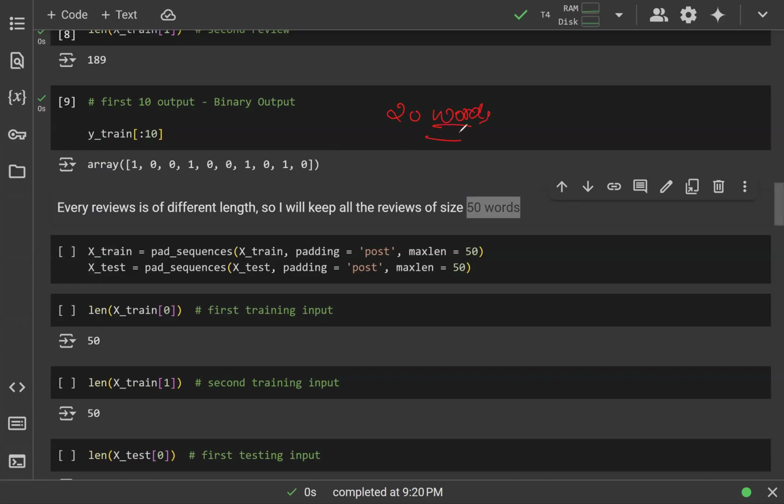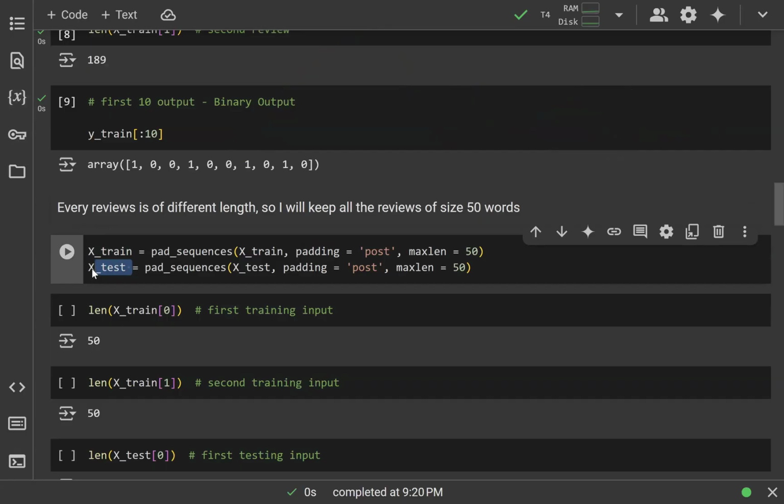But this particular model will expect 50 words. So there's something called padding that will be added. In place of the next 30 words, 0, 0, 0, 0, 0, 0 will be added. This is called padding. Post means 0 will be added after the sentences. If I say pre-padding, then 0 will be added at the start of the sentence. So if any review is not of length 50, 0 will be added just to make it 50 words. And I did the same thing for x_train and x_test, meaning I'm interested only in the first 50 words.